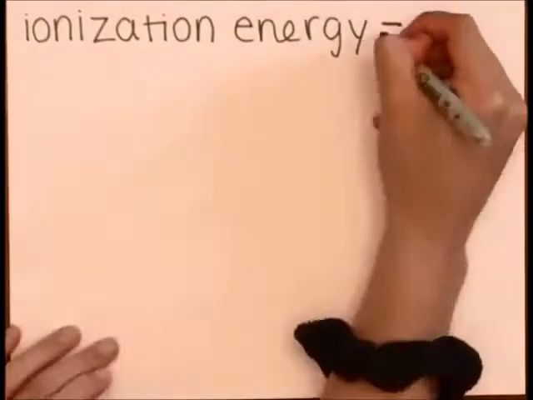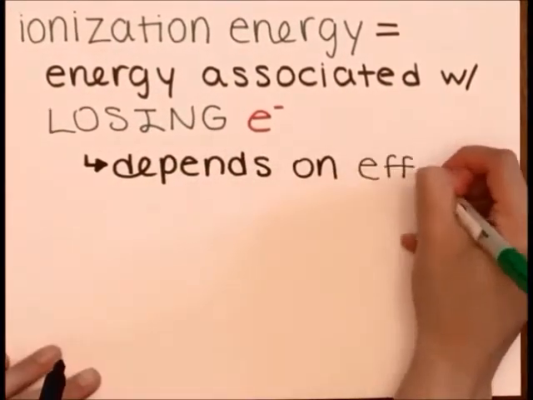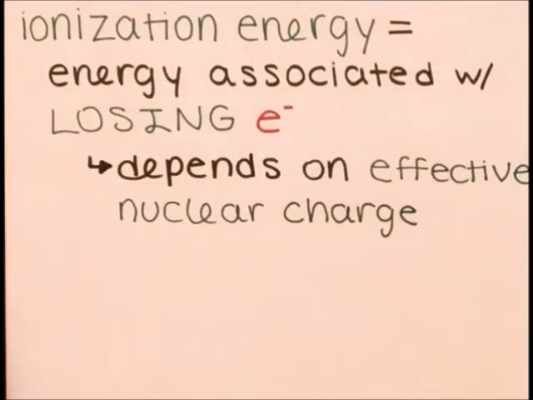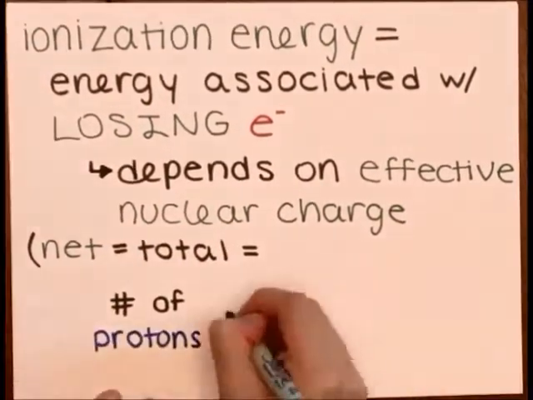Ionization energy, simply put, is the energy associated with losing electrons. It increases across the periodic table because effective nuclear charge increases from left to right. Let's quickly break down what effective nuclear charge is. Effective nuclear charge is the net amount of positive charge experienced by valence electrons.